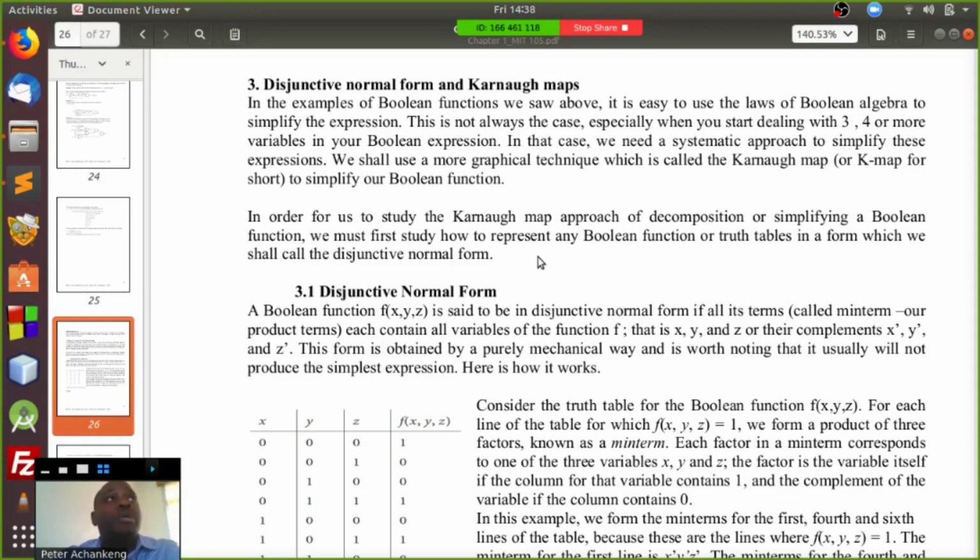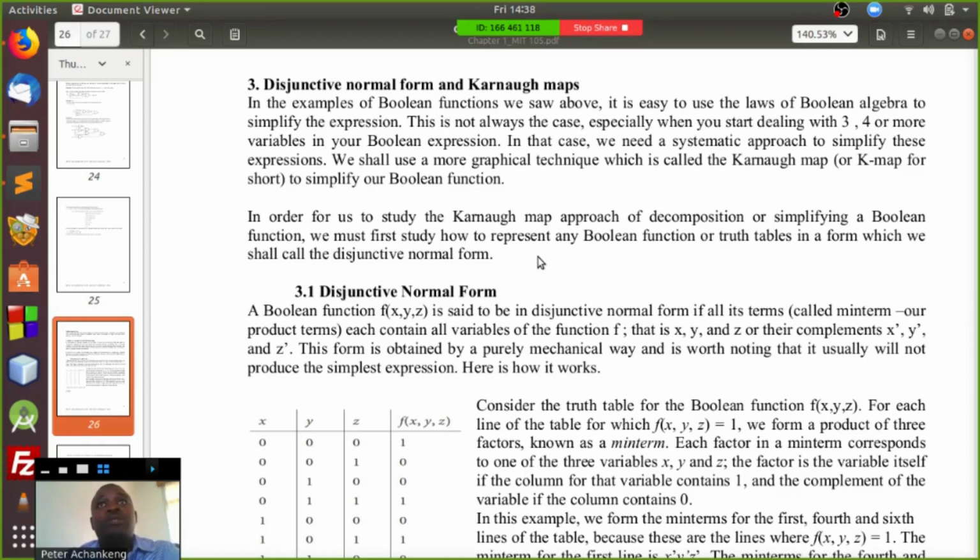How many inputs did we have? 2 inputs, x and y. We have seen other examples where we had x, y, and maybe z, 3 inputs. Now you notice that when you have Boolean expressions with 2 or 3 variables, it's very easy for you to simplify. Whereas when the number grows to 4, 5, 6 inputs, it becomes a bit difficult for you to simplify the expression.